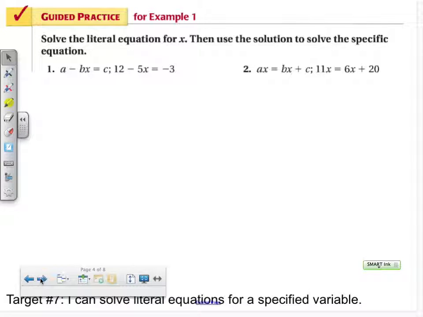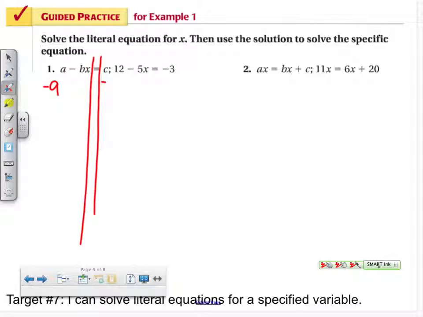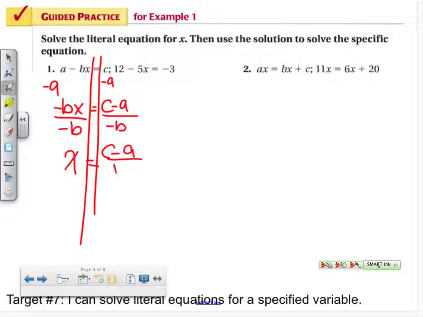All right, solve the literal equation for x, then use the solution to solve the specific equation. Pause, try it, and then check your work. For number 1, a minus bx equals c, I'm going to subtract a from both sides. Negative bx equals c minus a. We'll divide by negative b. X equals c minus a over b.